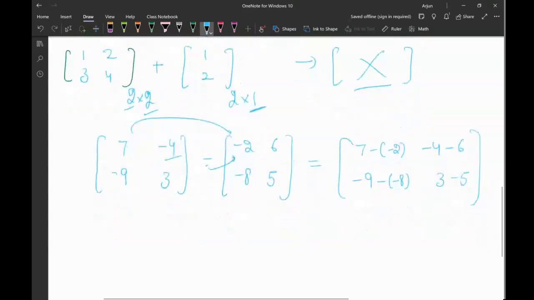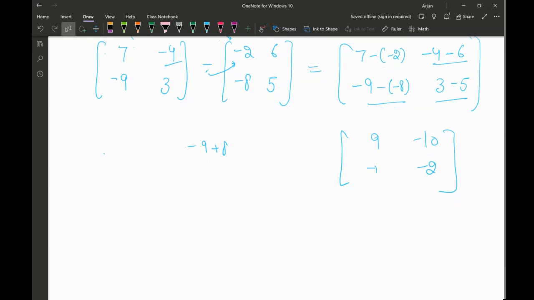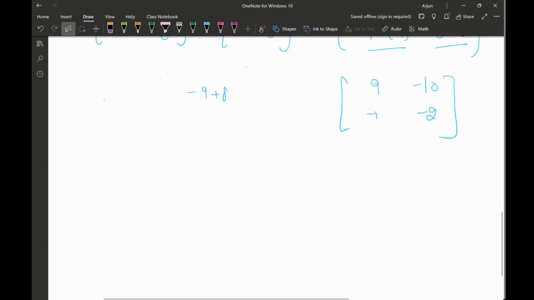So now 7 minus 2 is 9, minus 4 minus 6 is minus 10. This value will be minus 9 plus 8, which is minus 1, and down here it will be minus 2. So that will be your final matrix subtraction. Right, so hopefully you were able to understand how you add or subtract two matrices. Now we're going to talk about multiplication.